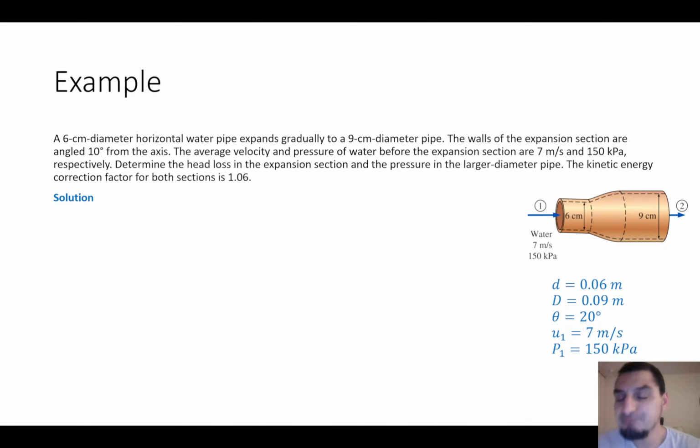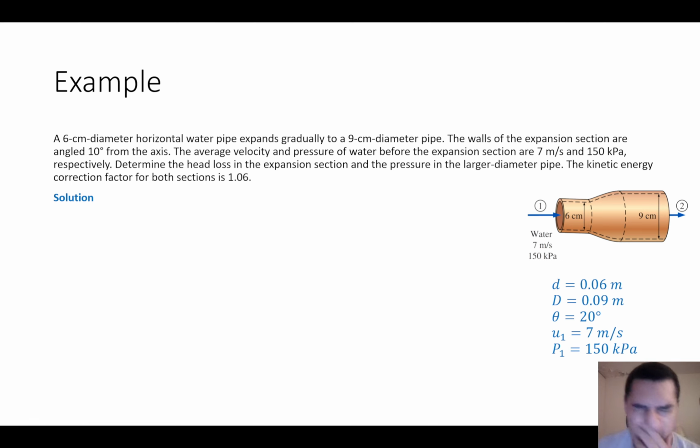So here we have a pipe that has a diameter of 6 centimeters that is gradually expanded to 9 centimeters diameter, and we know the velocity is 7 meters per second, the pressure is 150 kilopascals, and we know that the walls of the expansion section are angled 10 degrees from the axis, so this angle is 10 degrees. So both angles are going to be 20 degrees. We need to find the head losses in the expansion section and the pressure in the large diameter, and we know the kinetic energy correction factor.